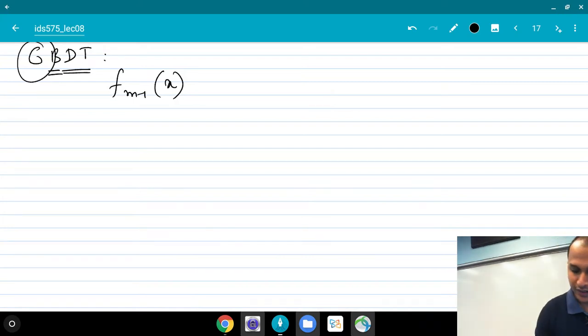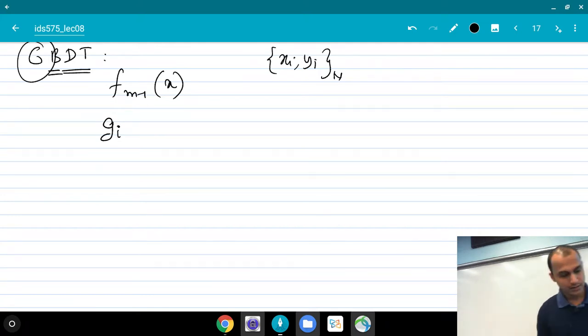So what you do is, for every data point, which means I have x_i's and y_i's, that's my observations, n of them, I'm going to find the gradient. I'm going to call it g_i of m. I corresponds to the ith observation, m corresponds to the mth stage. It's actually just going to be a number.